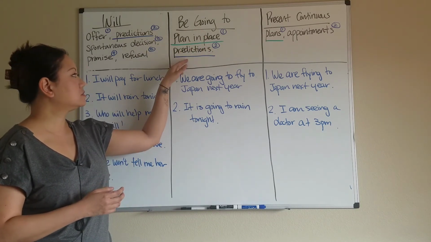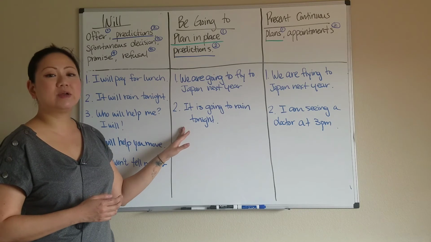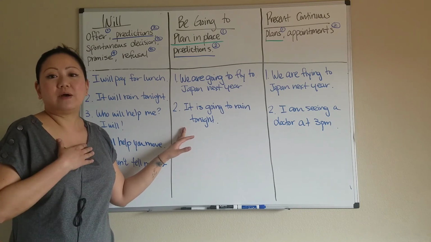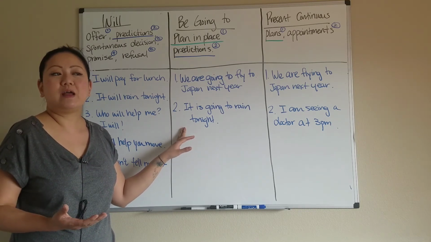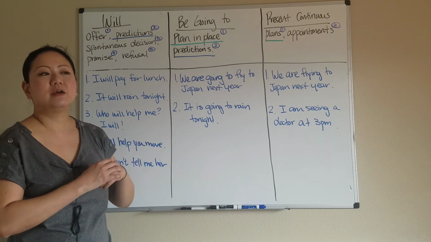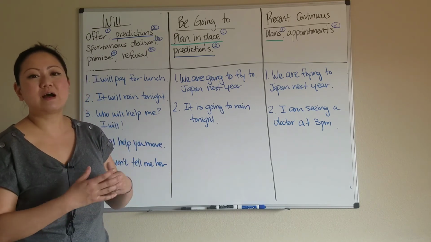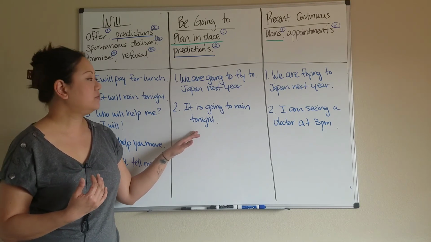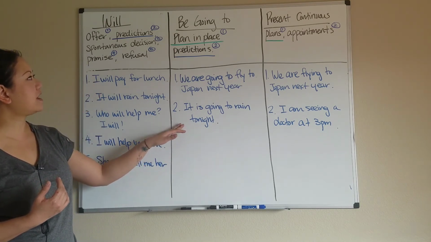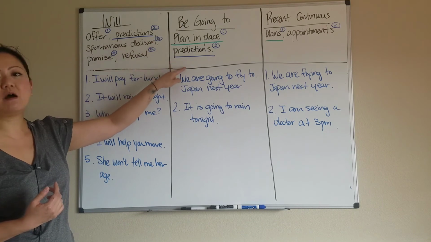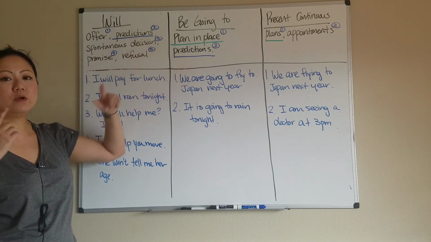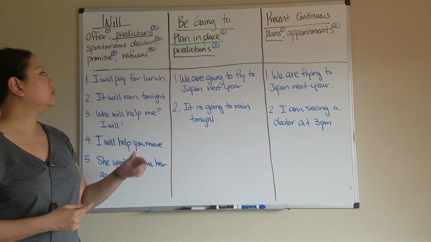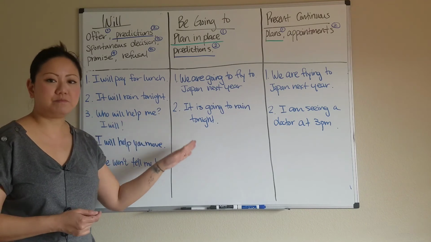Now, second use, similar to will, it is going to rain tonight. I have no idea if it's going to rain, but again, I see clues. Skies are dark, there are clouds. I'm making a guess. It is going to rain tonight. Now, if you compare these 2, you will see that they have predictions in common. So keep in mind when you're making a guess or prediction, you can use both will and be going to.